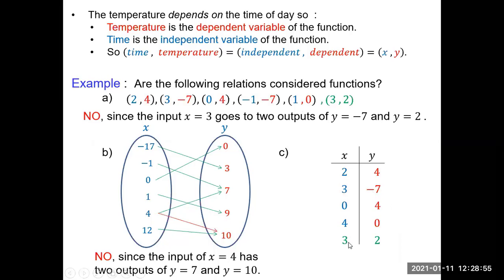But now we have one more point where the input of 3 gave me -7, but then later on, 3 gave me an output of 2. In this case, that would not be a function.